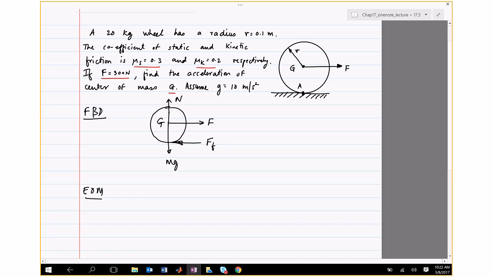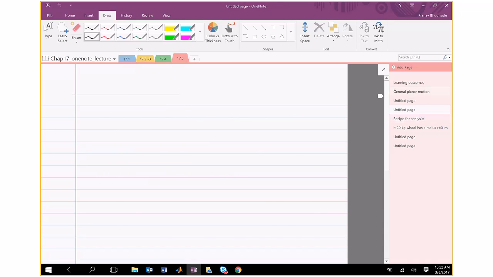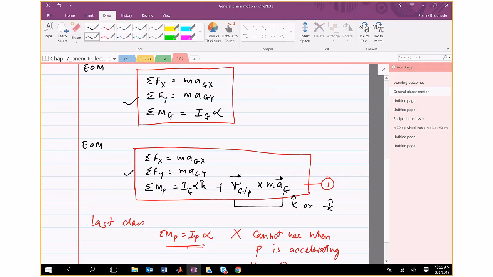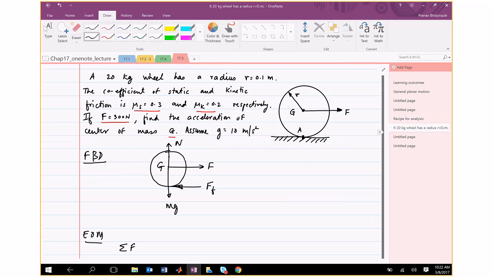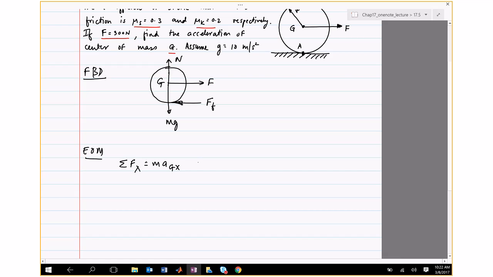So I'm going to use the second set of equations. I can use these equations or these equations. It's up to me. Okay, so sum of F_x equals mass times acceleration of G in the x direction. So that gives me the net force F minus F_F, which is acting in the negative direction. So if you like, this is x, and this is y, equals mass times a_G.